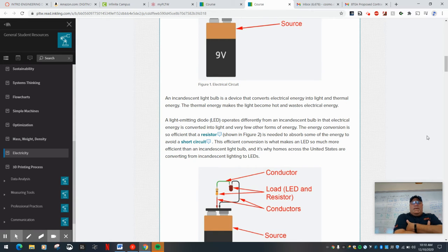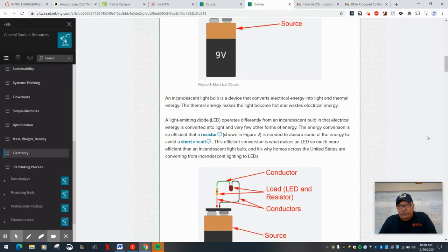The thermal energy makes the light become hot and wastes electrical energy, right? Because as that light bulb gets bright, it also gets very hot, which in turn means that energy is being emitted through that heat.